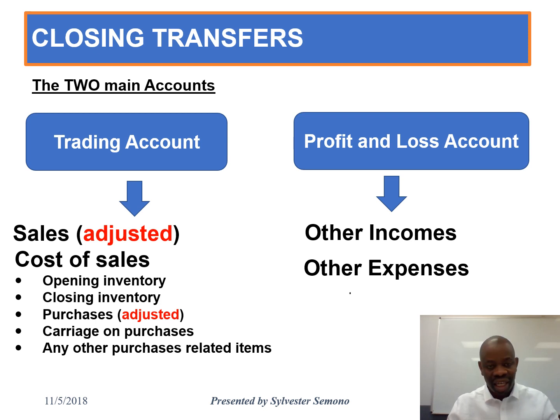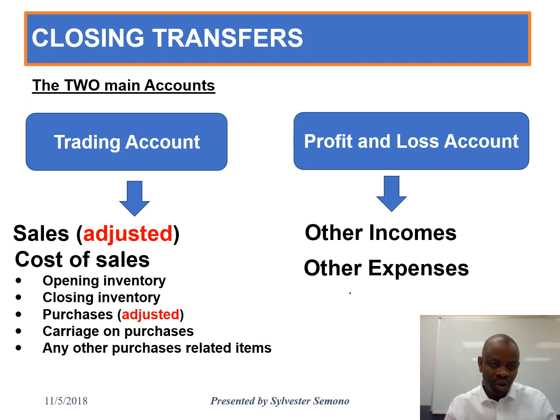A trading account is an account that is used to calculate either gross profit or gross loss. Remember, sometimes we make gross profit and sometimes we make what? Gross loss. The question is, why do we call it gross loss or gross profit? This means we still have to deduct other expenses and we still have to add other incomes. It's like your pay slip. You have the gross salary and you have the net salary. So gross means before deduction. The same applies to entities. So gross profit means before expenses are deducted. We need to make sure that we understand this.